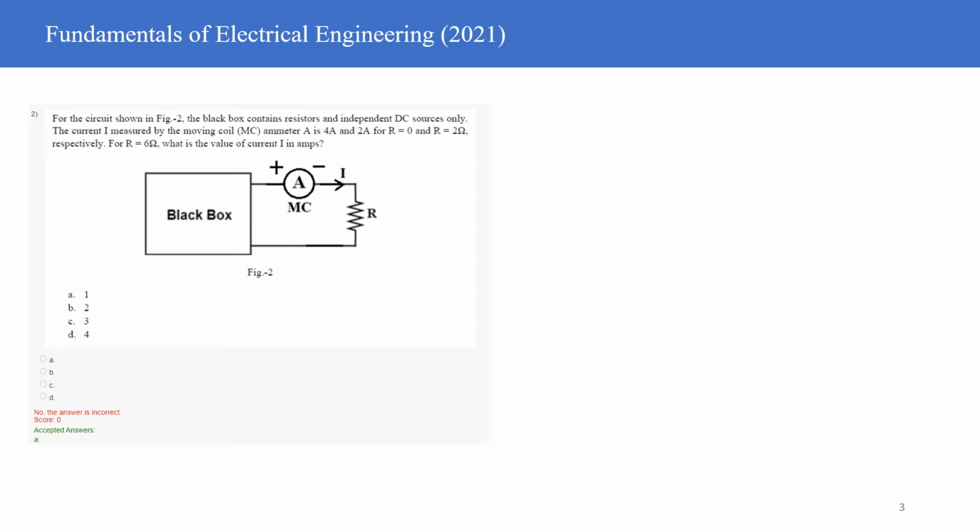So the second question is asking you to determine the value of current flowing in a resistance R when it is equal to 6 ohm, right? And it is given that the current in resistance R is equal to 4 ampere when resistance is equal to 0, and 2 ampere when resistance is equal to 2 ohms, right? So 4 ampere at resistance 0, 2 amperes at resistance 2 ohm. And this is all the information which is given to you, right?